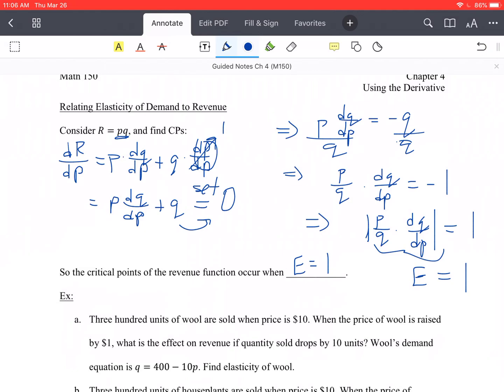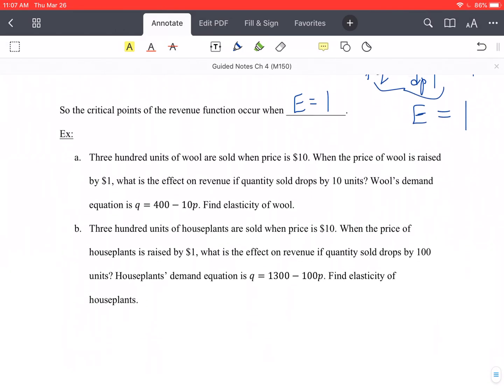So what that tells us is that if we want to find, for example, maximum revenue of a product, we need to look at the elasticity. We need to find the price that allows the elasticity to be equal to 1, and that's where we're actually going to be maximizing our revenue. So pretty interesting relationship there. So let's take a look at this example.